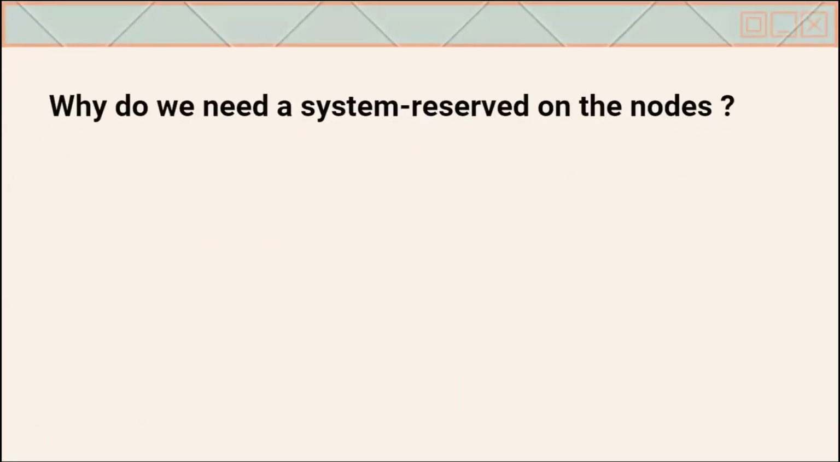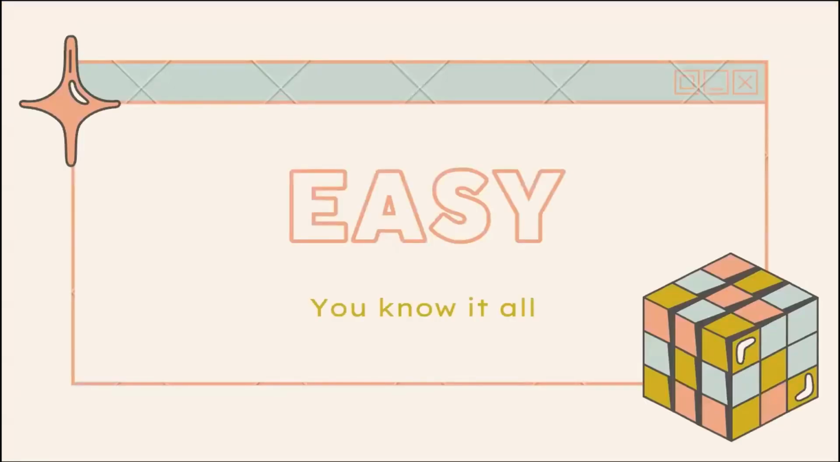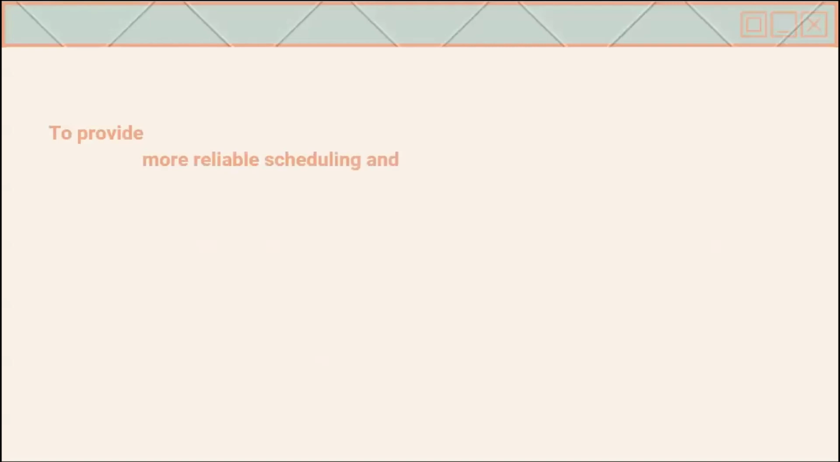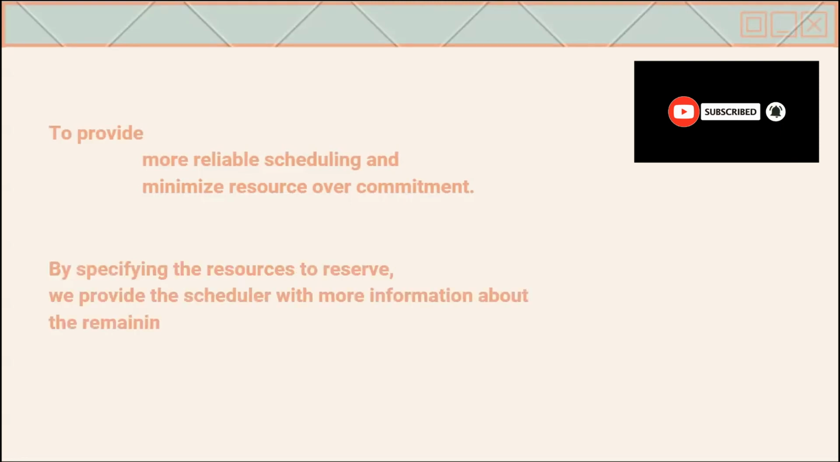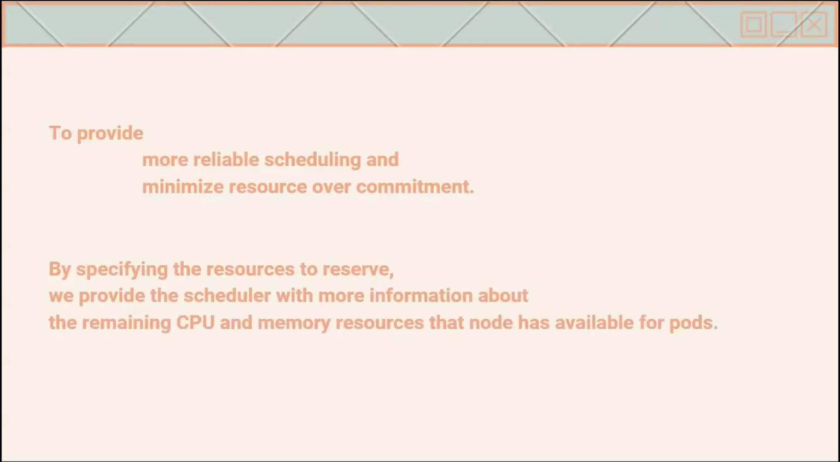Why do we need a system reserve on the nodes? It's easy and you already know it. First thing, to provide more reliable scheduling and minimize the resource overcommitment. Second point, by specifying the resources to reserve, we provide the scheduler with more information about the remaining CPU and memory resources that the node has available for pods.